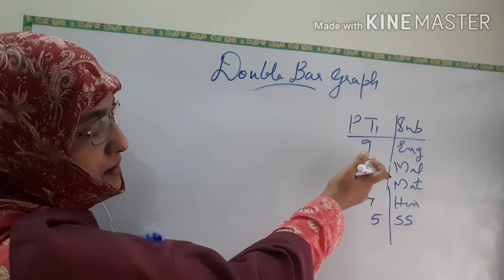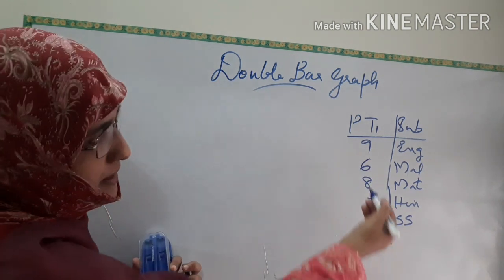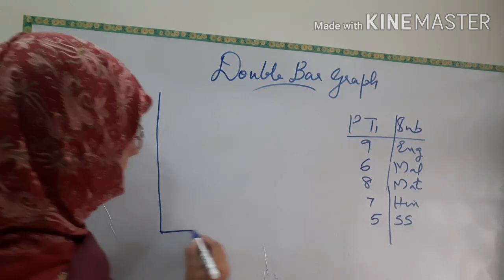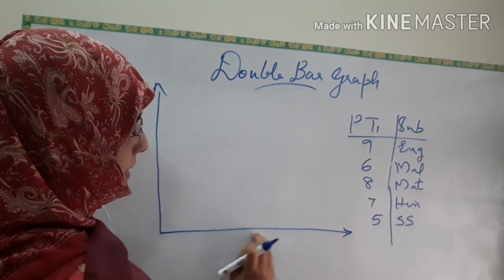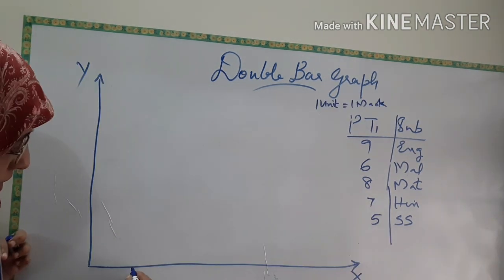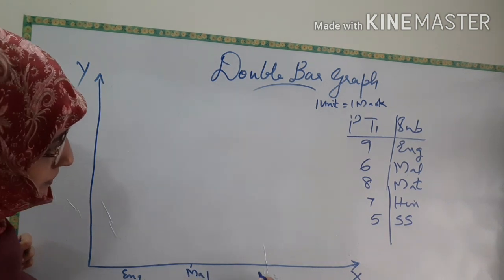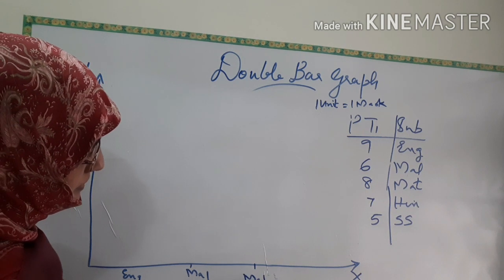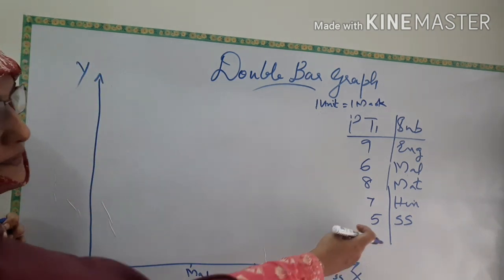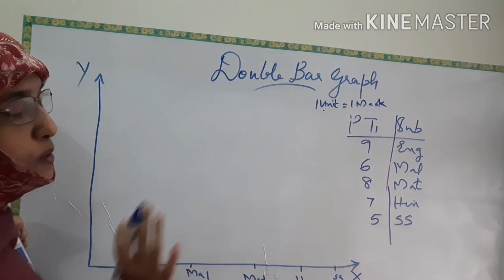We are going to draw the graph of the marks obtained by a student in the first periodic test. The marks are given there, so you know how to draw this. You have already studied. So first you draw the, so what is this line? Horizontal line, that is X, and this is Y axis. So you can start from here English, then Malayalam, Maths, Hindi, SS. And here from 5 to 9 is there. So how will you take the scale? You can take the scale as 1 unit equal to 1 mark.